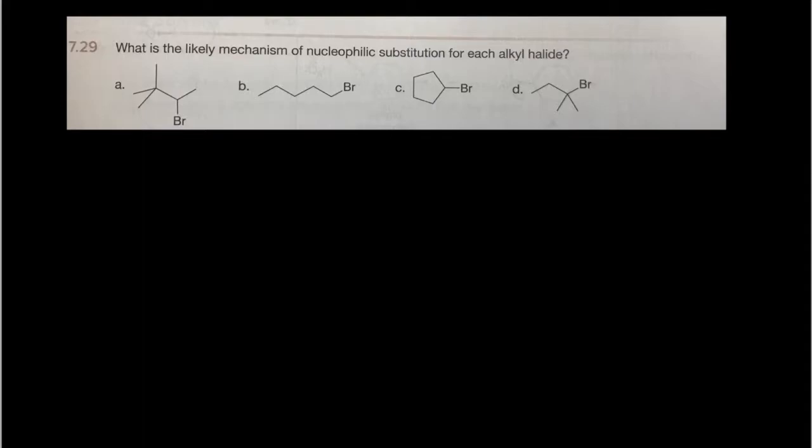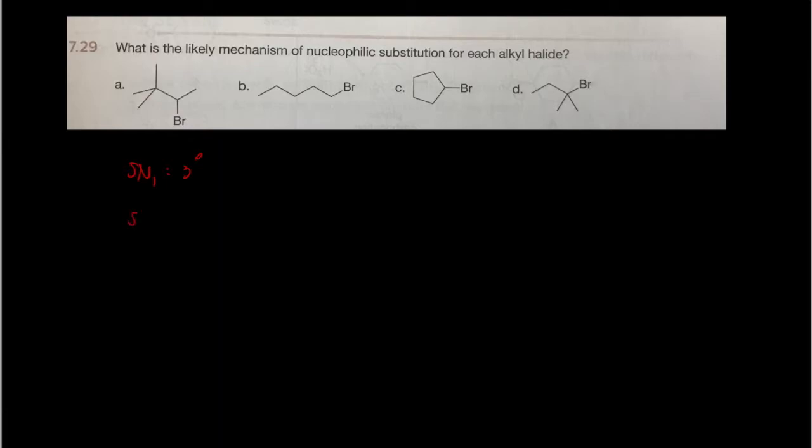To figure out what mechanism operates, you need to analyze the alkyl halide. And for the SN1 reaction, we have carbocations that are involved. So we know that it's going to be a tertiary substrate that leads to a tertiary carbocation that's most stable.